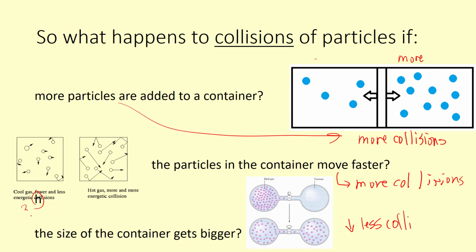Why? Because there's more space. They're not going to run into each other as much. They're not going to hit the walls as much because here they're going to hit the walls more often because there's a little bit of wall space and a lot of molecules. Here they're going to hit the walls less often because there's still the same number of molecules, but they're not going to be able to hit the wall as often because there's more places to go.